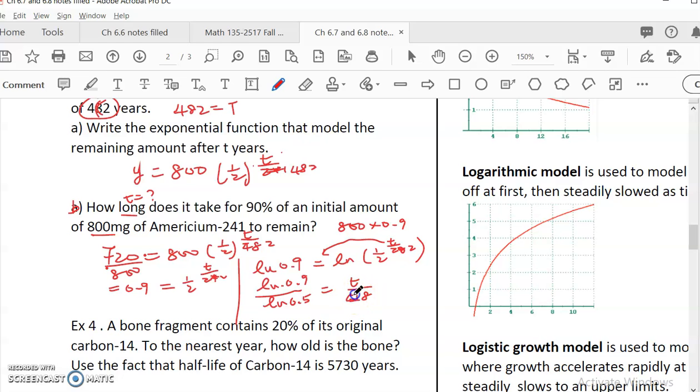Sorry, 482. I keep writing the wrong number. So t would be equal to 482 times ln 0.9 over ln 0.5. You multiply 482 on both sides. Put in the calculator. Earlier I got 73.3 years. Okay, so that is how you do it.